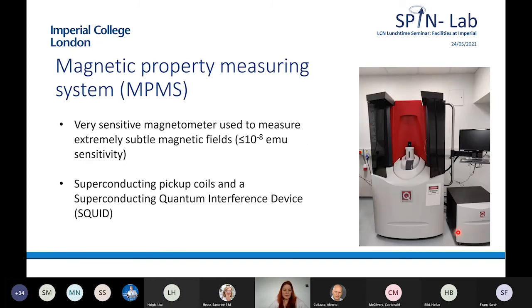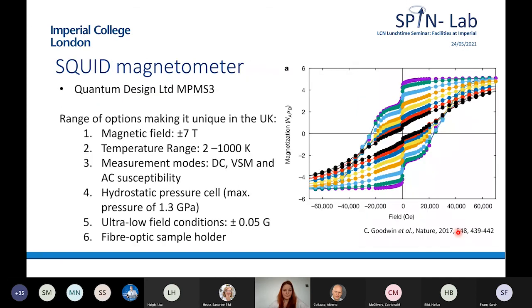So the first available system is a magnetic property measuring system, also known as MPMS. It's a very sensitive magnetometer used to measure extremely subtle magnetic fields down to 10 to the minus 8 emu. Extremely sensitive magnetic measurements are achieved with superconducting pickup coils and the superconducting quantum interference device, also known as SQUID. And this is why this system is also known as a SQUID magnetometer.